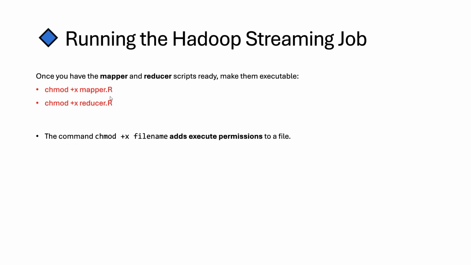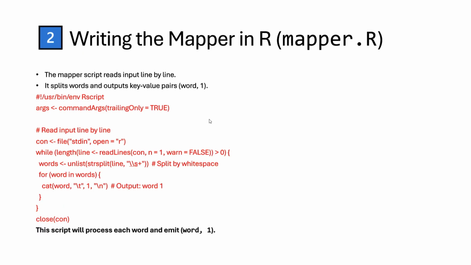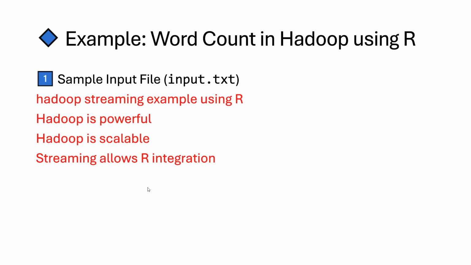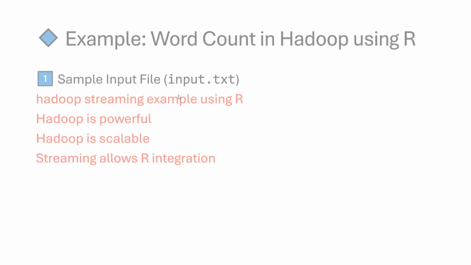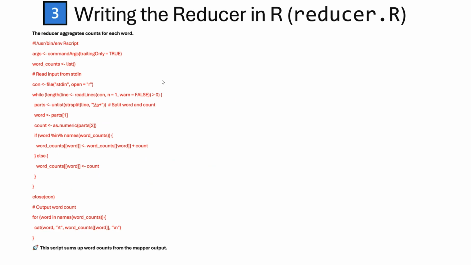Okay, if you do not have any doubt, then we can continue. Now we have two different files, mapper.r and reducer.r, that we have seen just recently. This is reducer.r and this is mapper.r. Also, we have provided the input here. This is our input file, the input text. Then we have the mapper.r program as well as the reducer.r program.